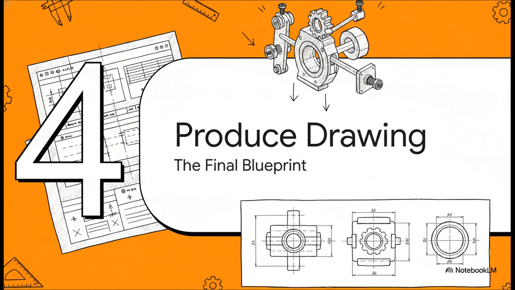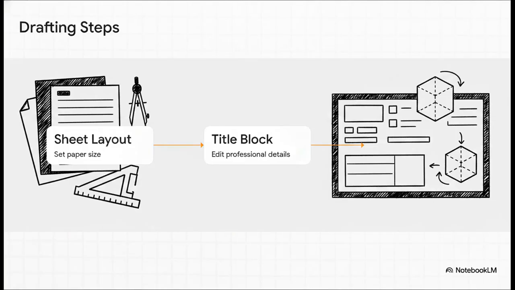Section 4. Produce drawing. The final blueprint. Because out in the real manufacturing world, you can't just hand a machinist a 3D file and say, hey, build this. You need standard blueprints. But the true power of this curriculum lies in associativity. When you import your front, top, and side views onto the sheet layout, those views are perfectly linked to the 3D assembly. So if the engineering team updates a part in 3D tomorrow, these 2D drawings update automatically. It virtually eliminates version control errors.